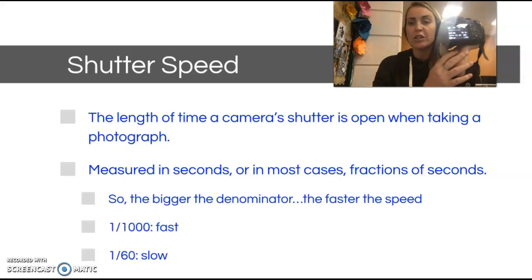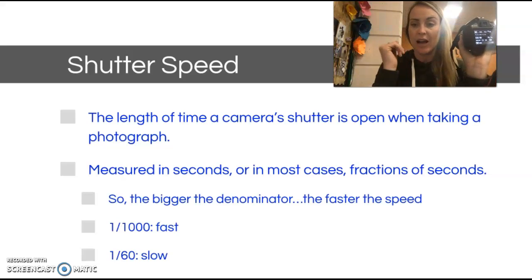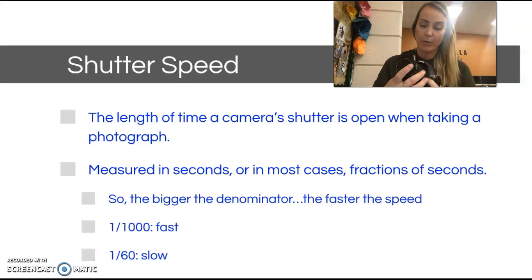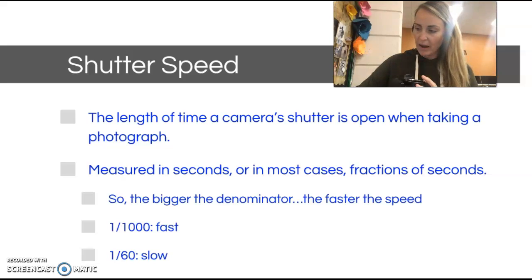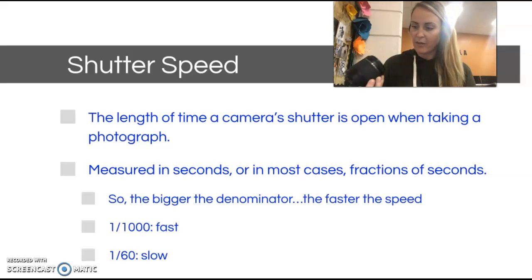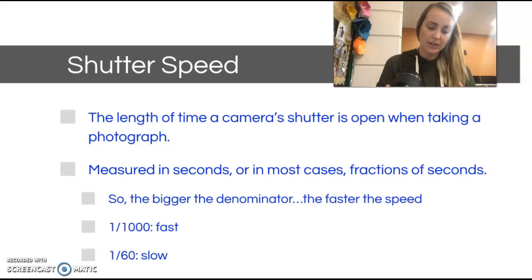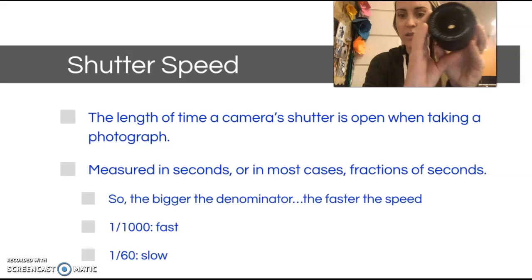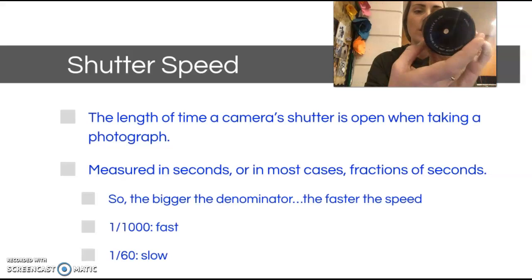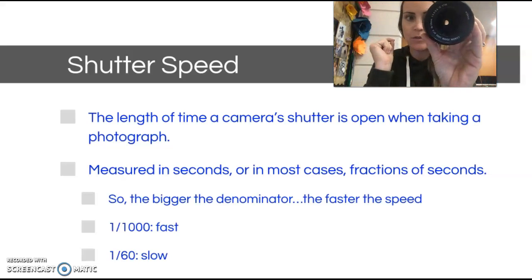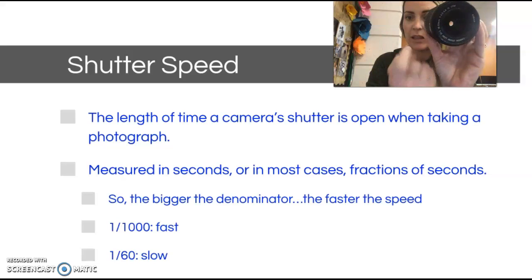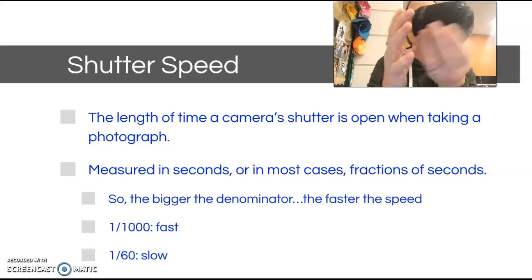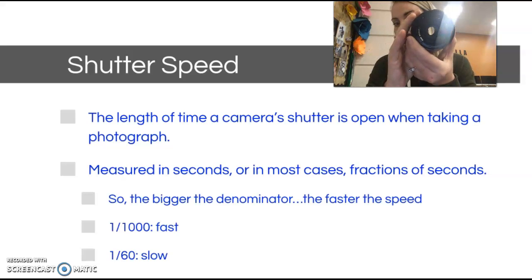But shutter speed is the length of time that a camera shutter is open. Okay, so if I were to take the lens off of my camera and look inside of my camera, I would see a shutter in there that is a little window inside the camera. It's hard for you all to see. Do you all see that? Okay, so that you can see the light through it, right? And that is called the shutter, and that determines how much light is allowed to enter into the camera.